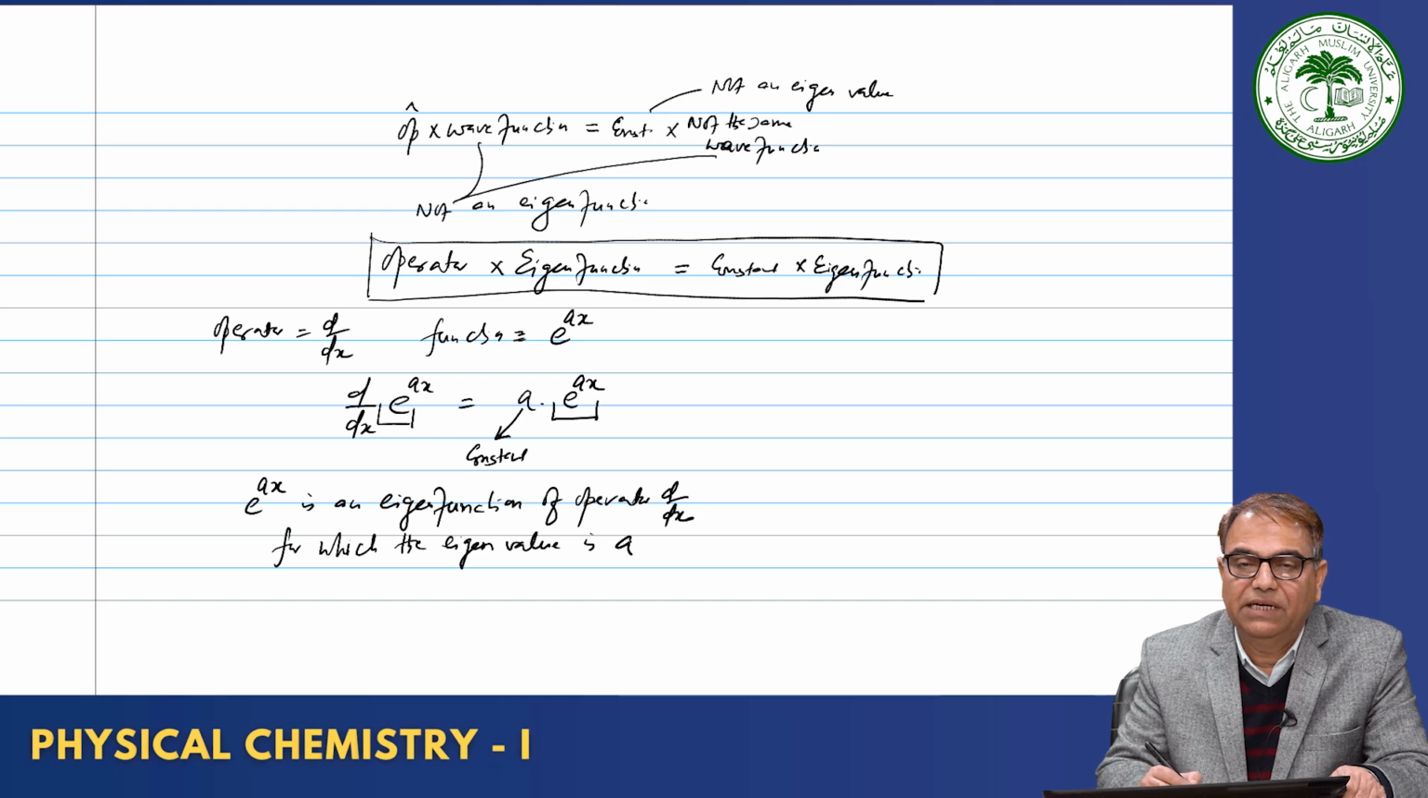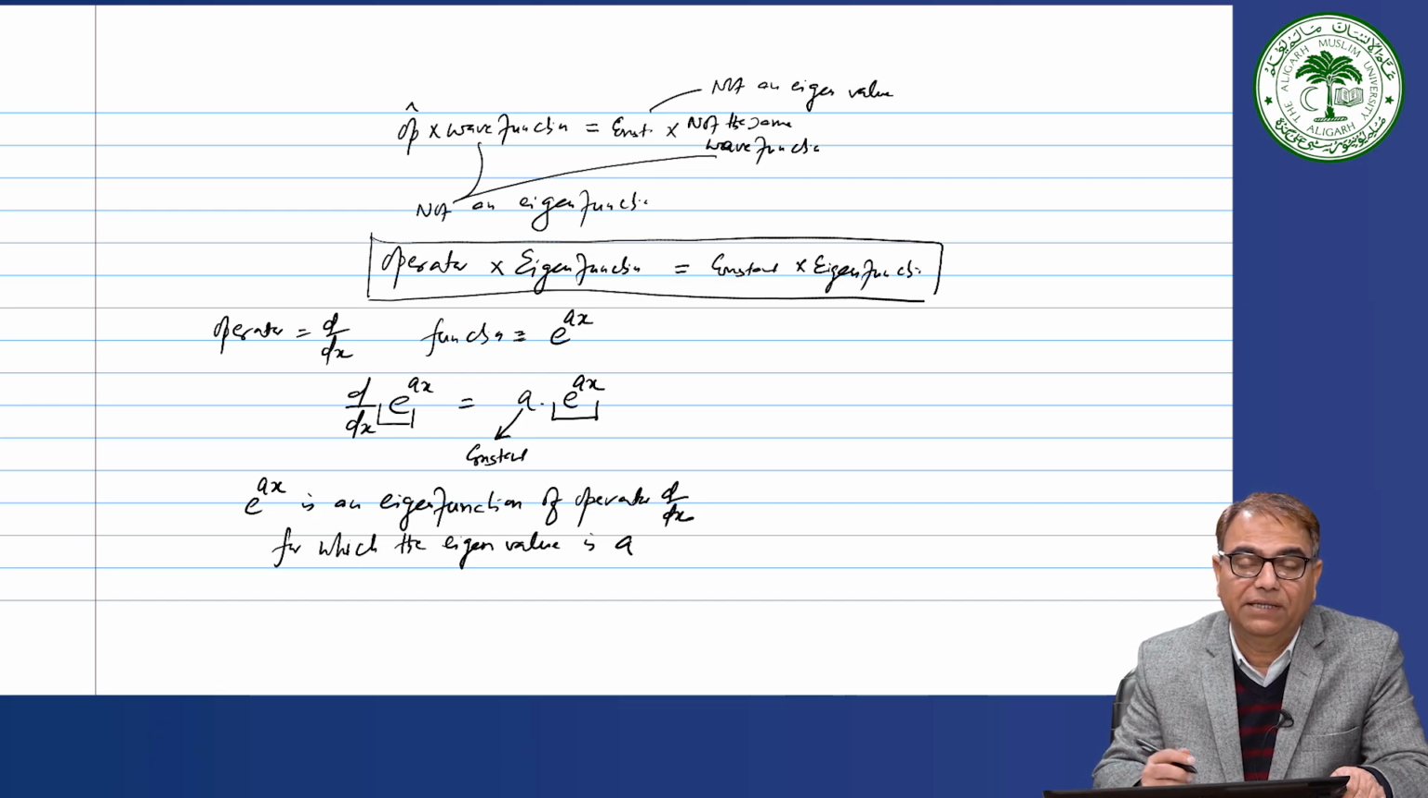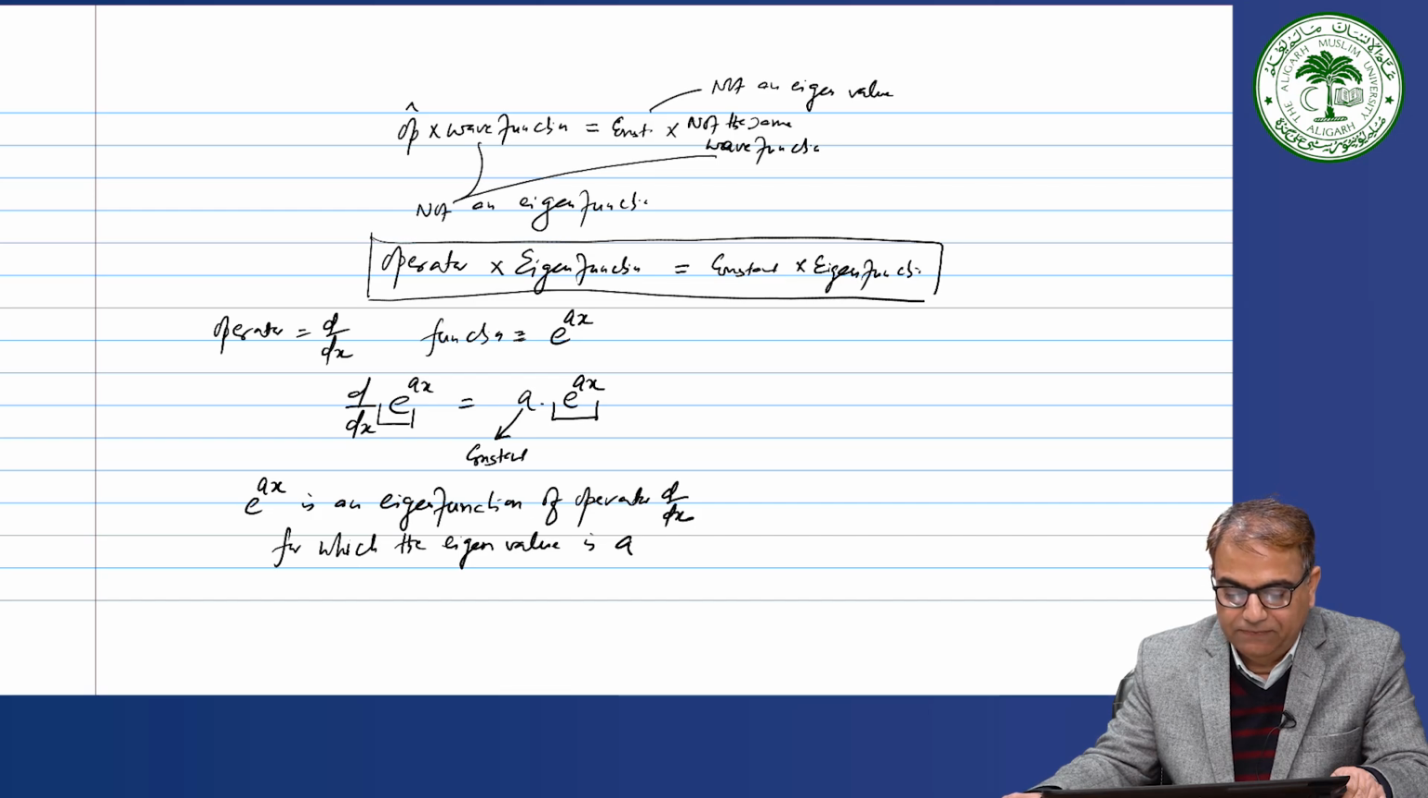What does it mean? It means that you can operate with an operator on any wave function, but that wave function may not be an eigenfunction. Your wave function may change when you operate with an operator, and if it changes, then it is not an eigenfunction. If it does not change and it gives you a constant multiplied by the same function, then only it is an eigenfunction. So, all eigenfunctions are wave functions, but all wave functions are not eigenfunctions. They may be, they may not be. Let us see another example.